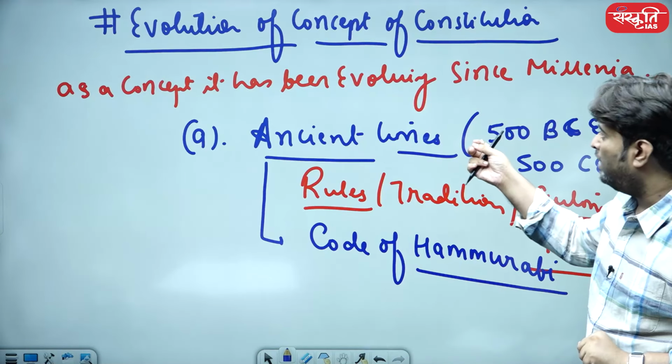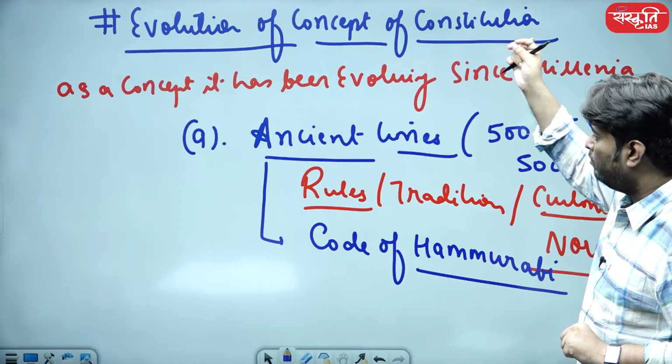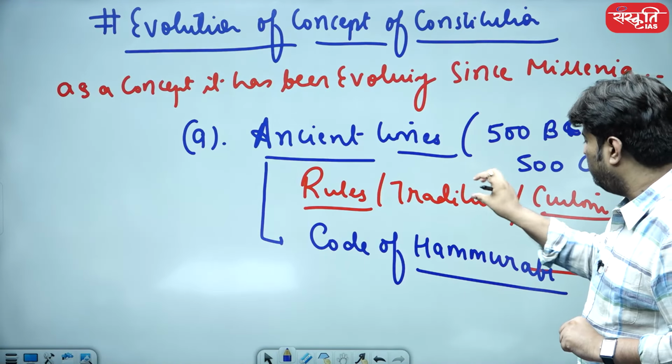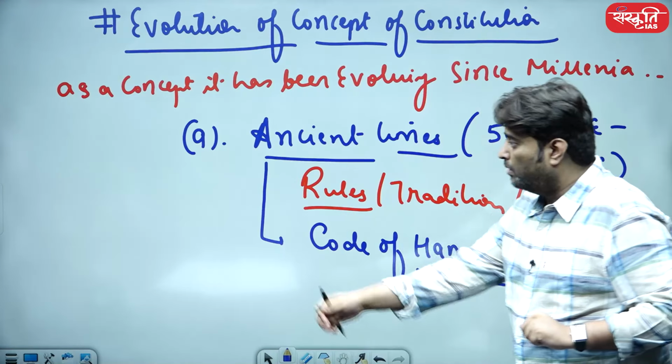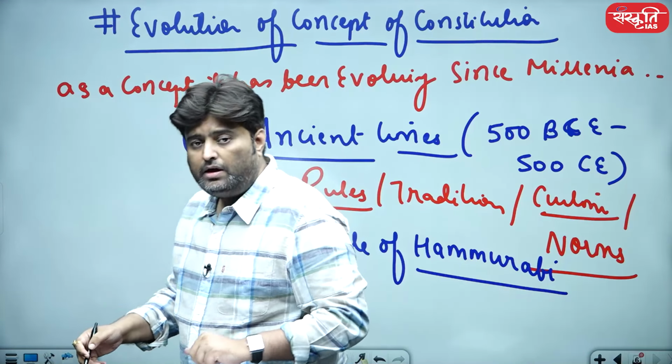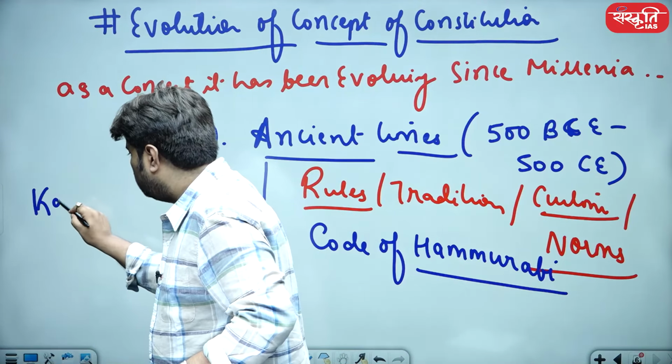So in ancient time, there was no constitution. It was more or less rules, tradition, custom, norms. One example is the Code of Hammurabi. One more example that I can give you is Kautilya's Arthashastra.